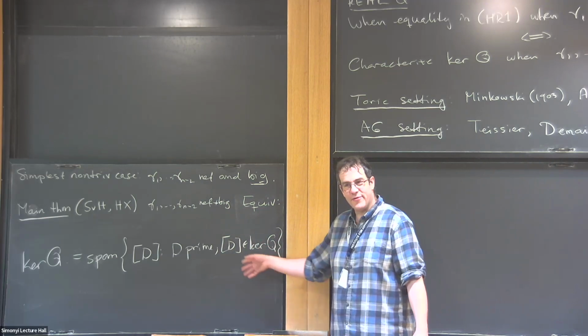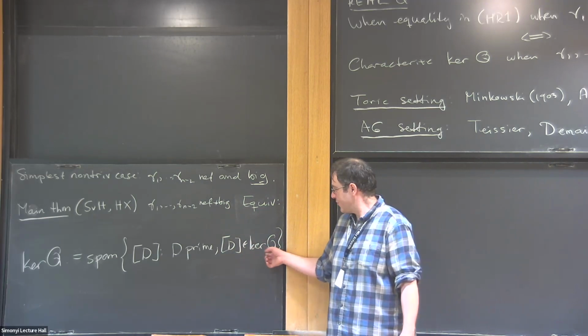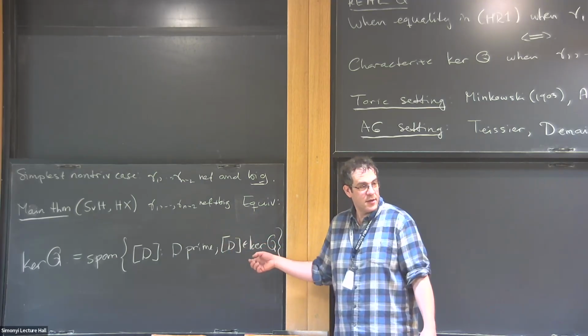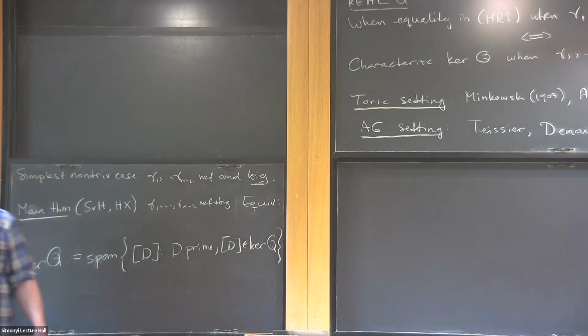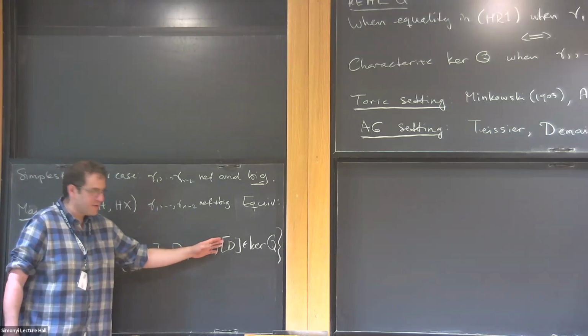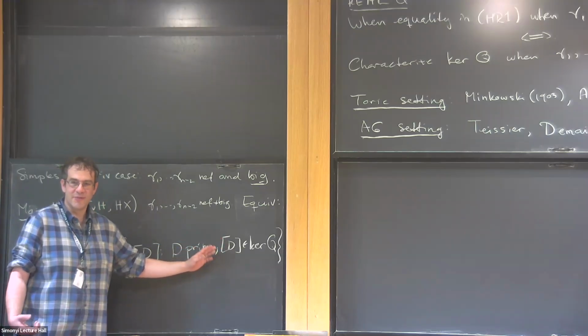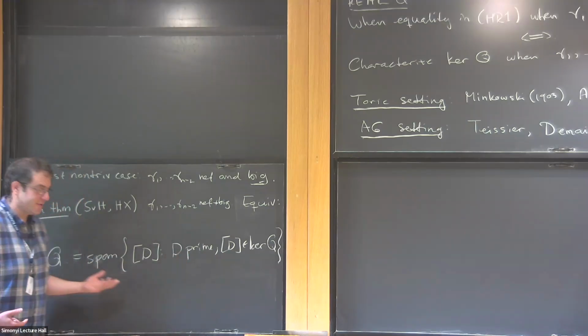Now it looks kind of self-referential, right? Because I have kernel of Q on both sides. So what I want to do for probably the rest of the first hour is not yet to prove this theorem, but to try to convince you that this is really a combinatorial characterization. Okay, so this is a meaningful characterization.